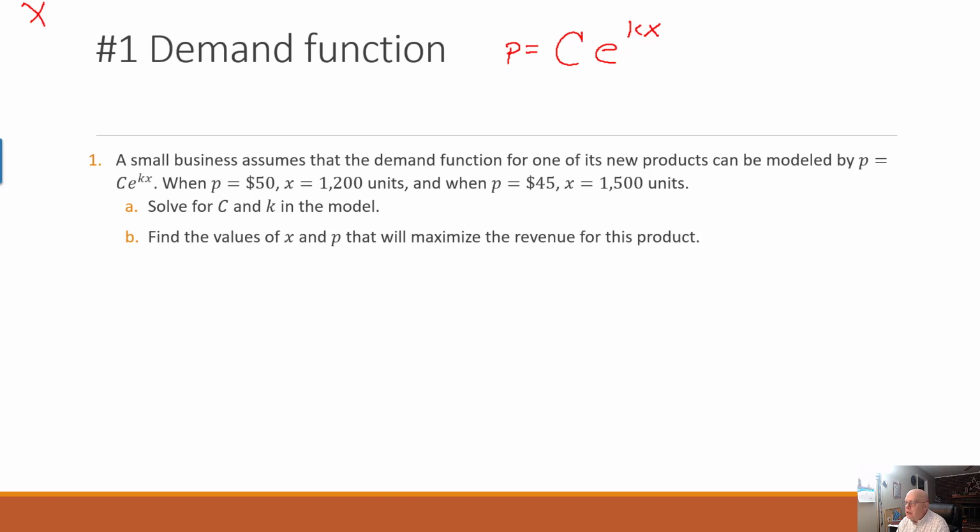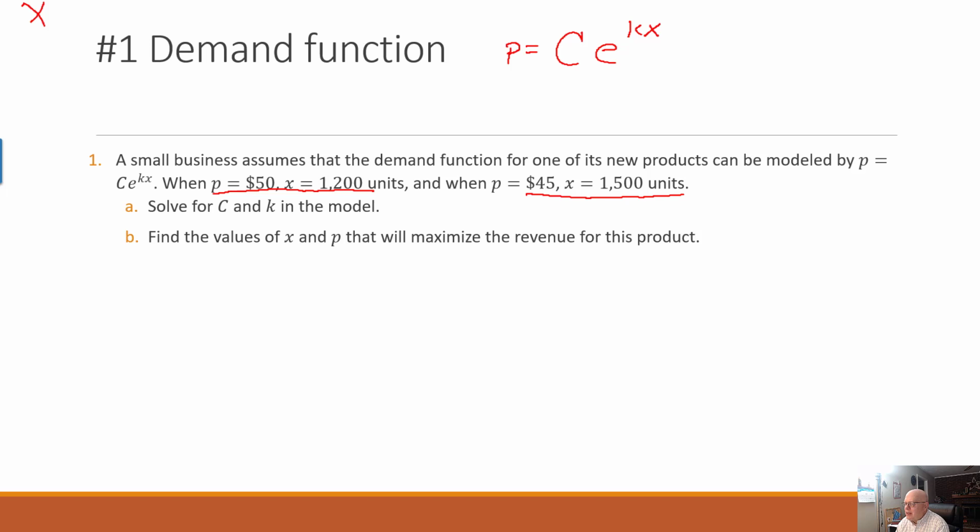And what we've got here are 2 scenarios maybe, or 2 ordered pairs in a way. So when the price is $50 for this particular item, we can sell 1,200 of those items. If we change the price to $45, we can sell 1,500 of those items. Now the question says solve for C and K in the model. This might be what actually throws you, but actually it's not that difficult. Because remember, we've got ordered pairs here.